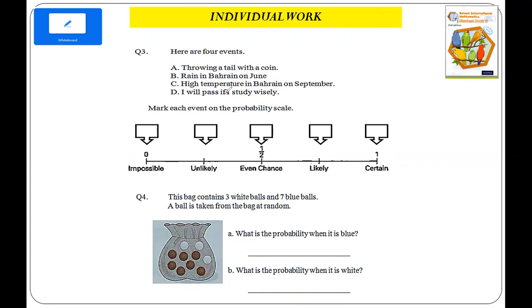So I'm going to start with throwing a tail with a coin. Of course, it will be even chance. So I will write here A. Okay, then you will continue.